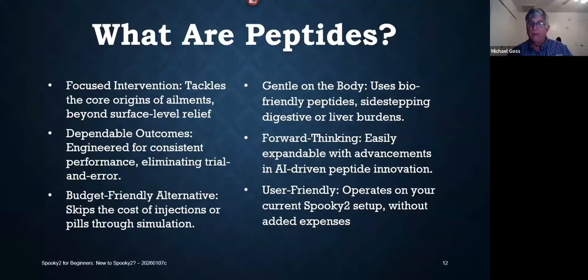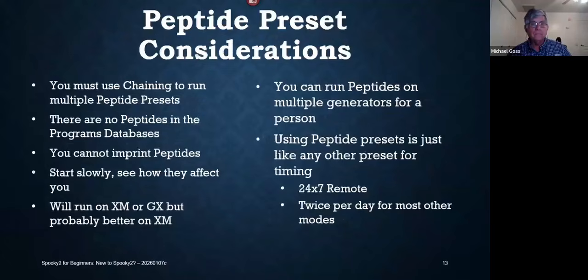It's budget friendly, because you don't have to buy anything. It's gentle on the body. It's not like you took a pill and your digestive system and liver have to post-process it and all this sort of stuff. So it's easier on your system. It's expandable. It's user friendly because it's included in Spooky. You don't have to do anything except install the peptides, which for most of us just means installing the January 1st update to Spooky 2, and they'll be there.